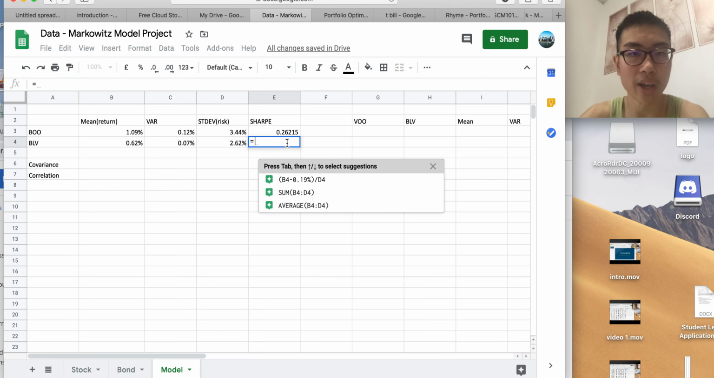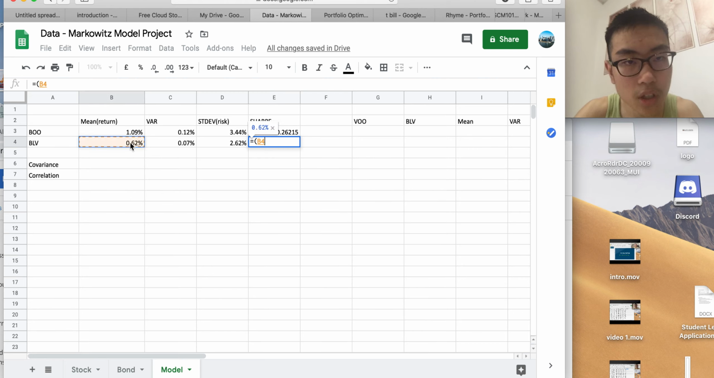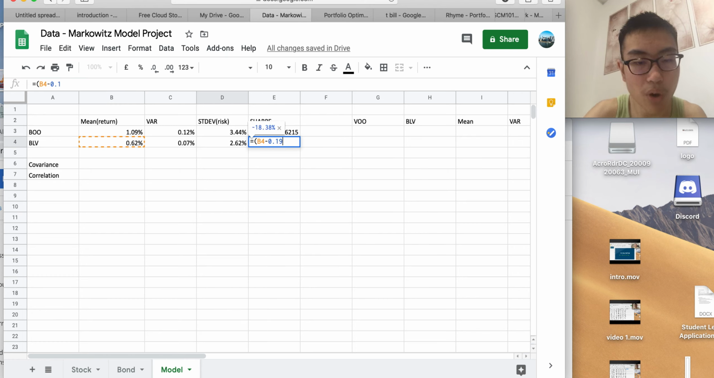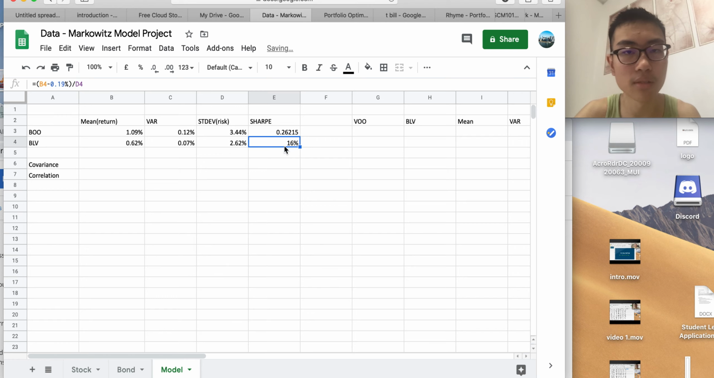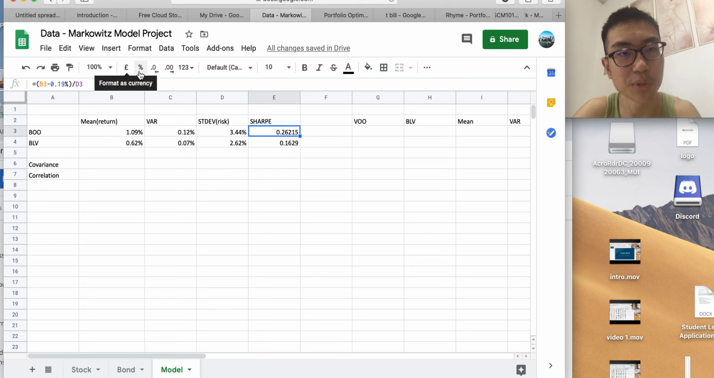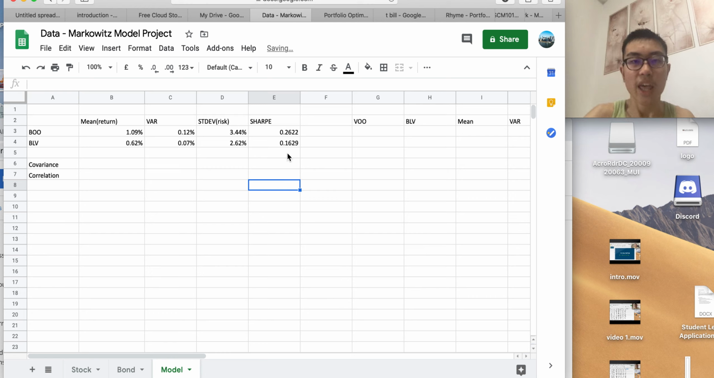Do the same thing for the bond market. The return over the risk-free rate 0.19%, bracket it up, close bracket, and divide by the standard deviation. Boom, you get a percentage. Oh man, why is it a percentage? I didn't want it to be a percentage. How do I convert it to a number? So 0.1629. Okay, that's it. We'll just keep it like this, and I'll decrease one decimal place for this, so kind of keep it equal. And now we have the Sharpe ratio.